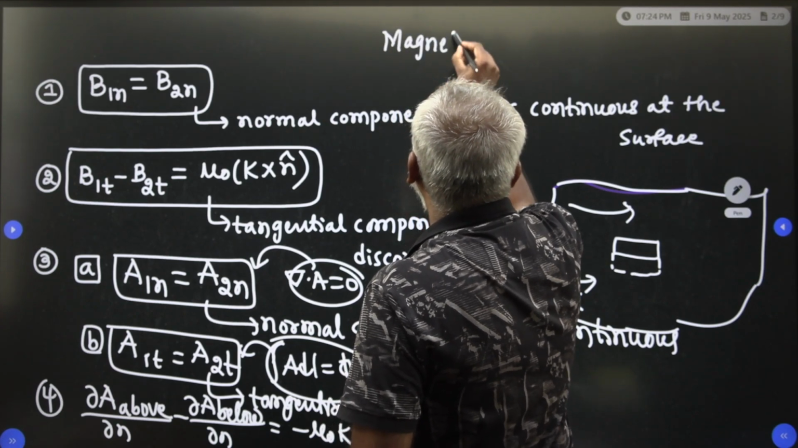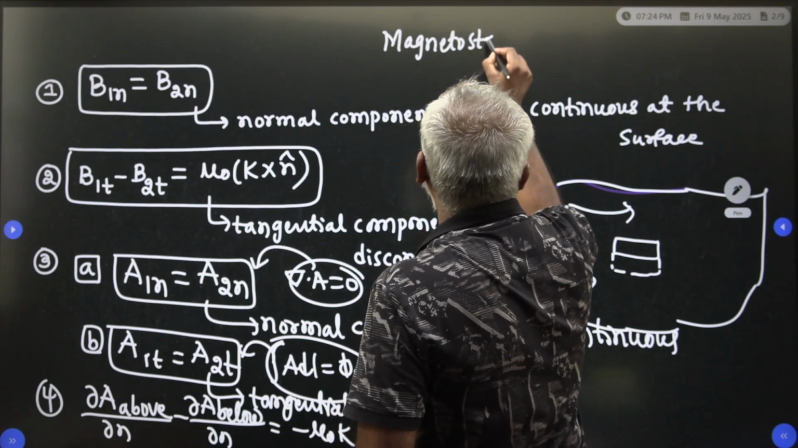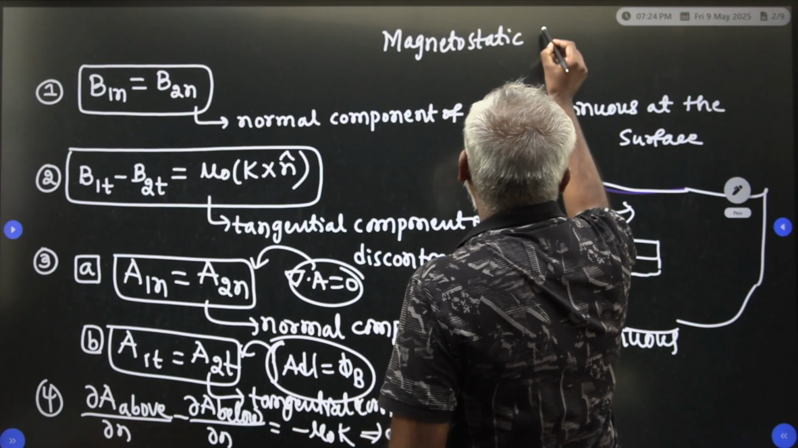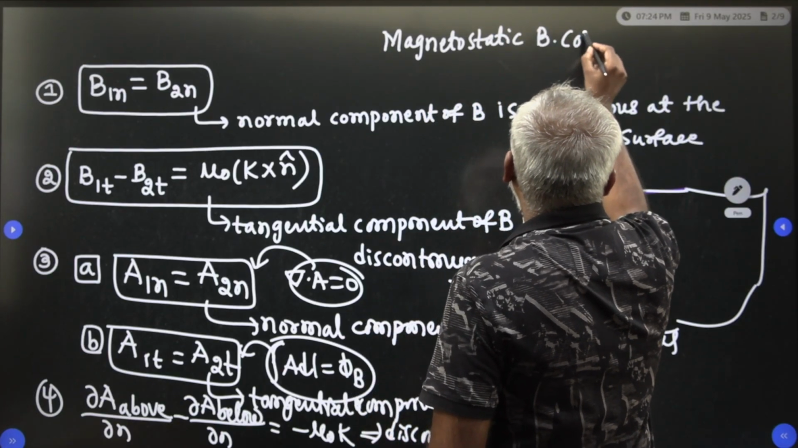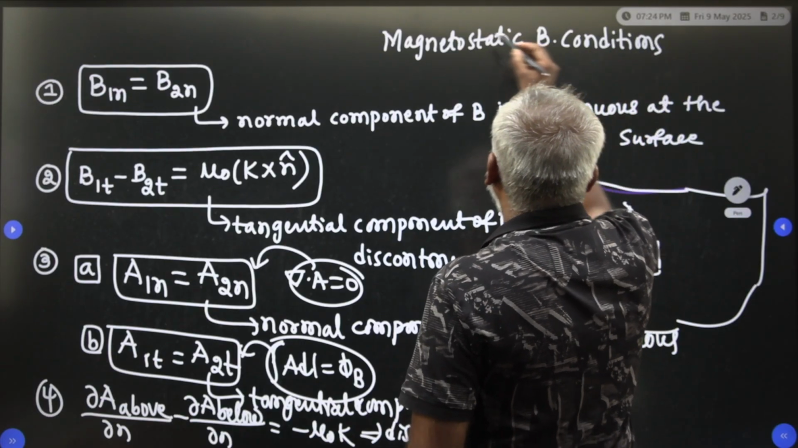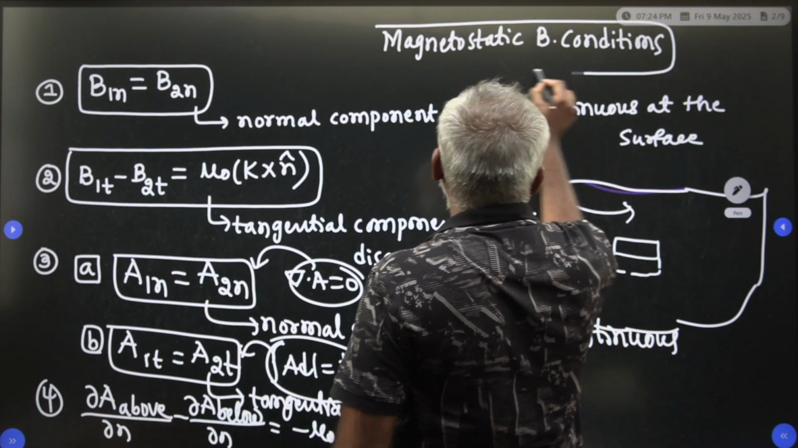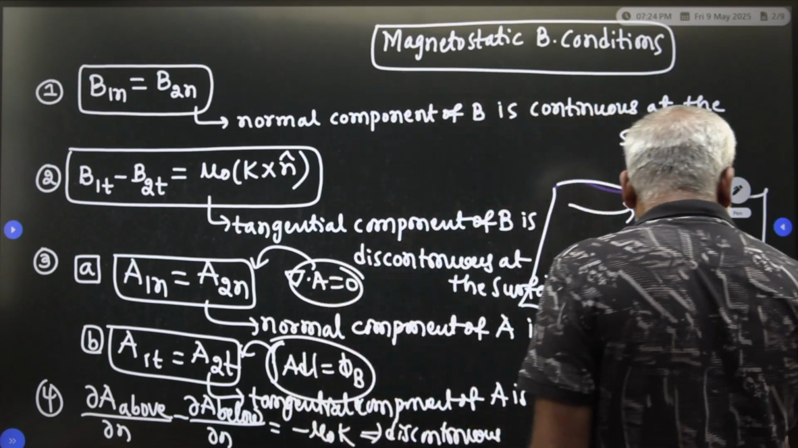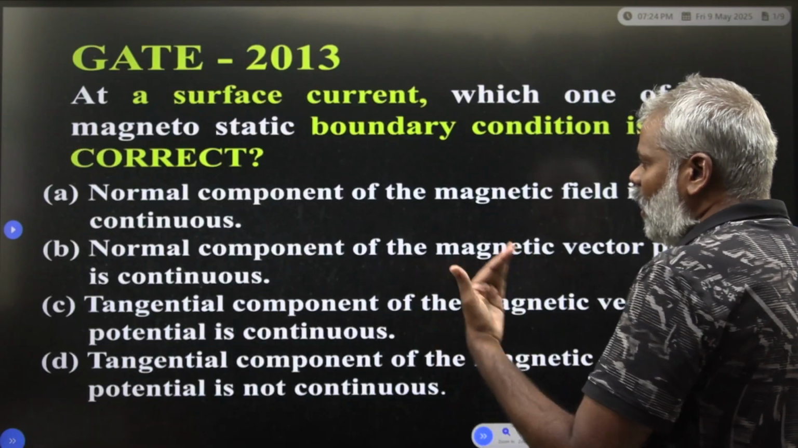Magnetostatic boundary conditions. These four boundary conditions we call magnetostatic boundary conditions. From this we have to solve this question. How do we have to solve?